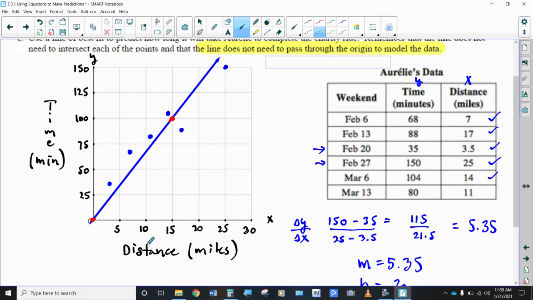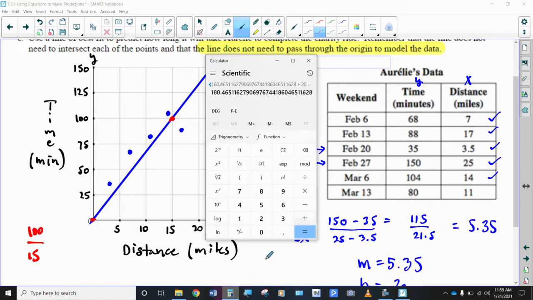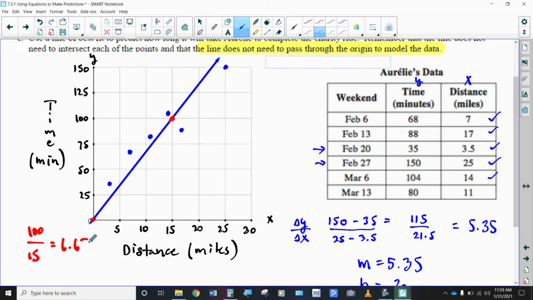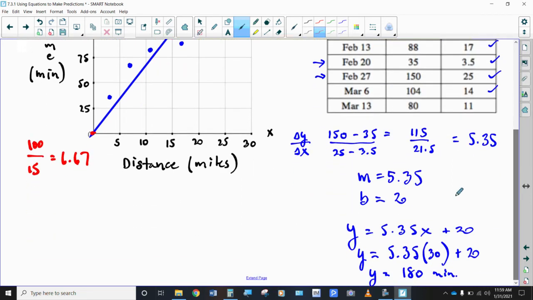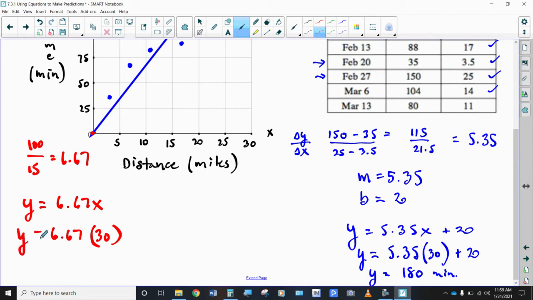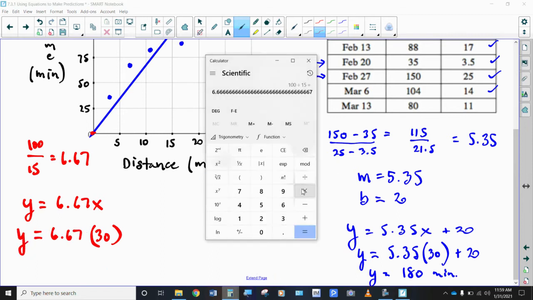So that means the change in x is going to be 15, and the change in y is going to be 100. And what is 100 divided by 15? Now my slope ratio is about 6.67. So if I now make this a proportional type of equation, 6.67 times x, and I multiply that times 30, let's see what I get. This times 30 is 200.